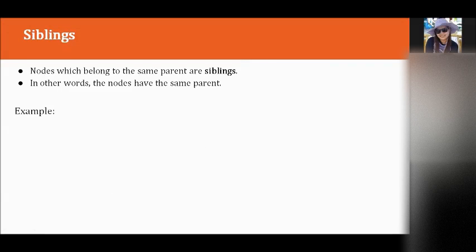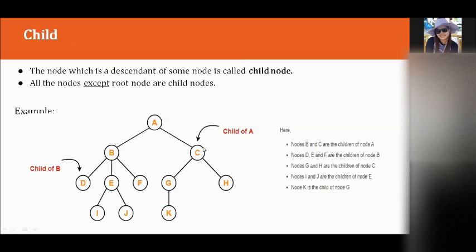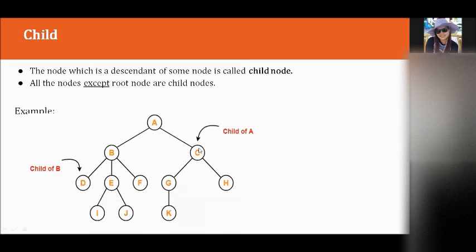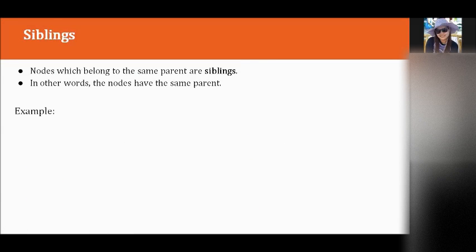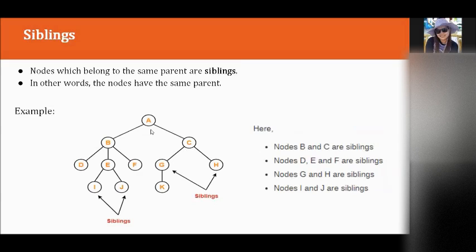Siblings. Of course, the same as in our family, we have siblings, right? So mga kapatid, siblings: nodes which belong to the same parent are siblings. In other words, the nodes have the same parent. For example, since A is the parent, the children of A are B and C. So that means B and C are siblings.